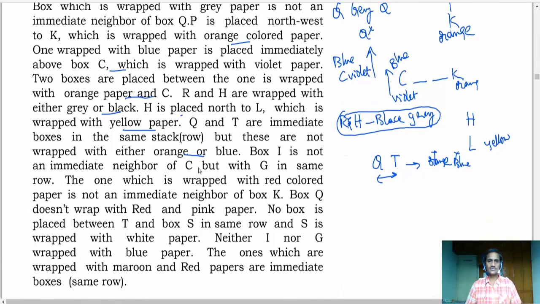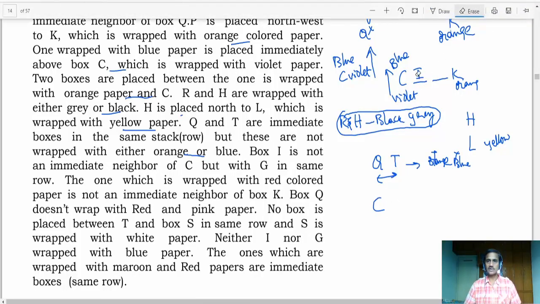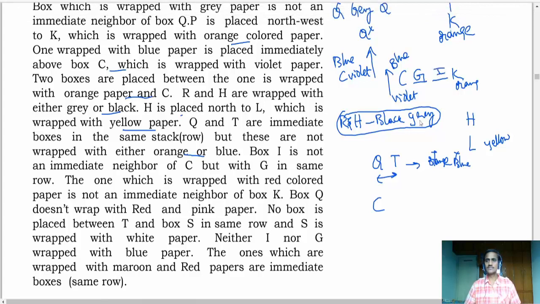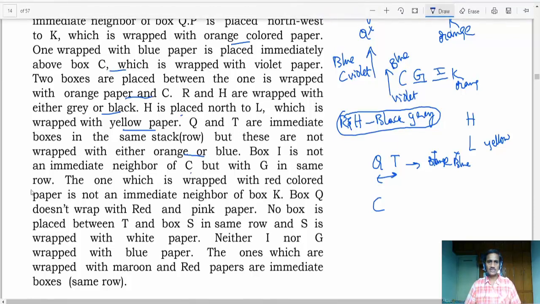I is not an immediate neighbor of C. Who should not come beside C? I. But with G, G is beside C, so C, G. But G is in the same row, so C, G, I, K are all in the same row. How many are in the same row? 4 members, C, G, I, K. I is not an immediate neighbor of C but is within the same row.